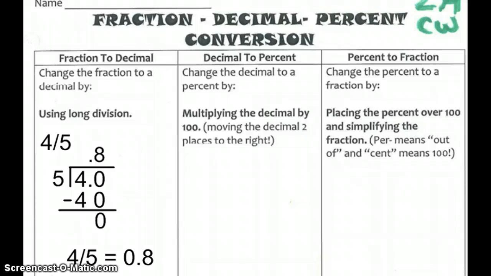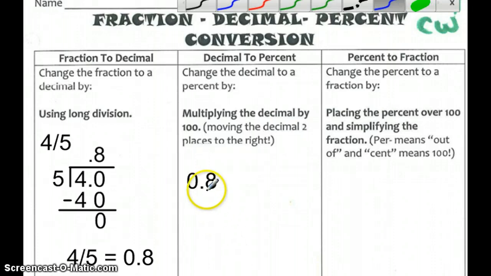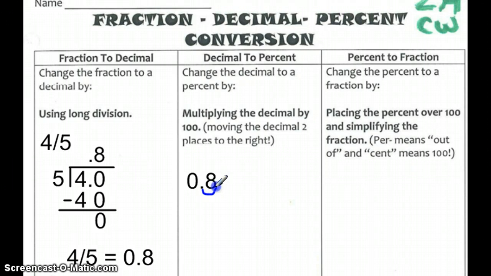In order to change a decimal to a percent, you have to multiply the decimal by 100. That's the same thing as moving the decimal 2 places to the right. If we're starting with the decimal 0.8, all we need to do is take our decimal and move it 1, 2 places to the right. Now this is where our decimal is located. We are going to fill in that extra space with a 0 and then rewrite our number. We end up with the number 80 with a decimal behind it. That's the same thing as 80. So our final answer is 80%.